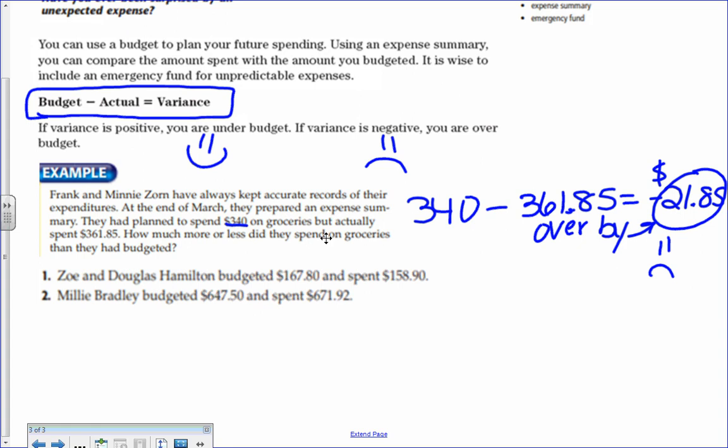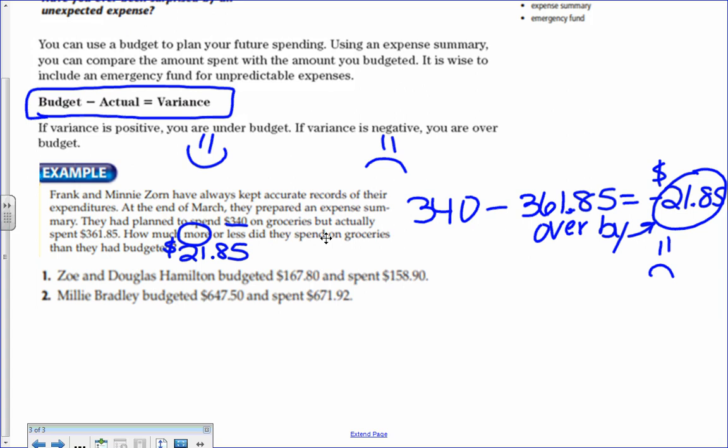So they spent $21.85 more on groceries than they budgeted. Groceries is probably the easiest bill to adjust according to your budget. You can always get a little bit better deal on food if you just try a little bit harder. Usually gas is going to be what it's going to be, rent is going to be what it's going to be, but groceries, that's something you have a lot of control over.